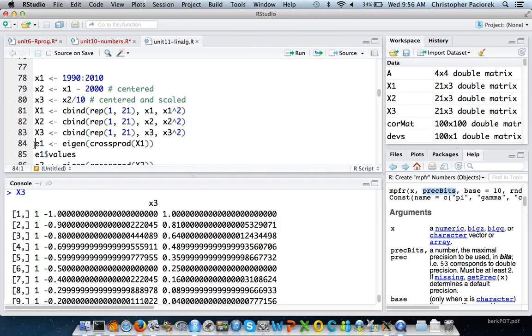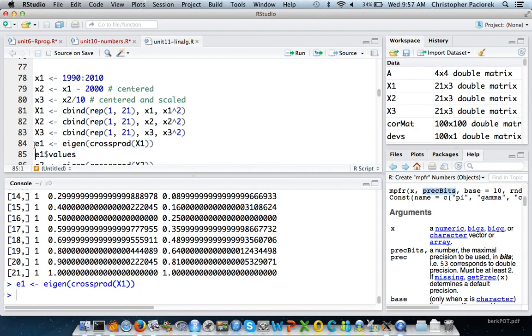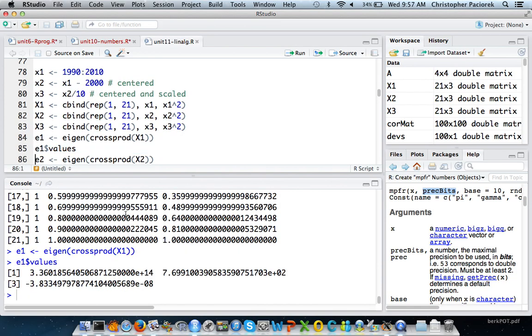Well, let's look at the condition number of the X transpose X matrix that I create from these 3 different design matrices. So first I'm going to do the eigendecomposition of the cross product X1 transpose X1. And if I look at the values, what do I see about the ratio of the largest magnitude to the smallest magnitude eigenvalues? It's just absolutely horrible, right? I've got 10 to the 14 divided by 10 to the minus 8. So the condition number is 10 to the 22. 22 is much, much bigger than 16.